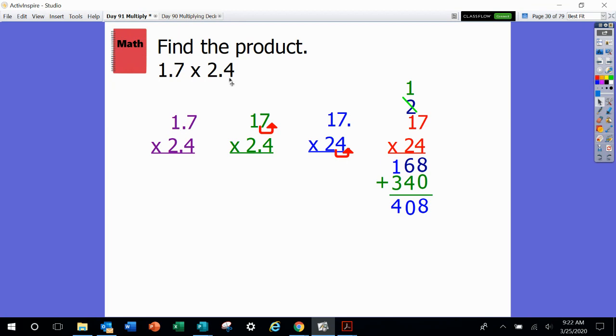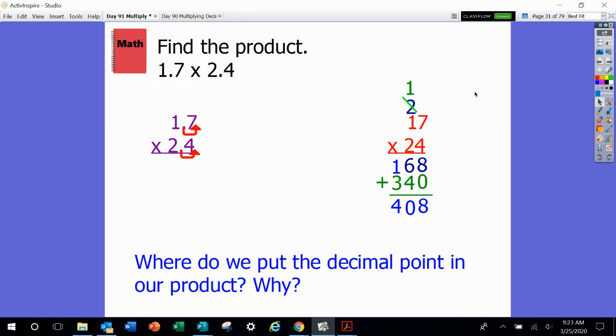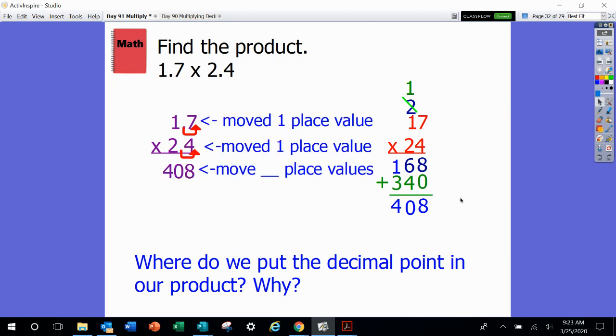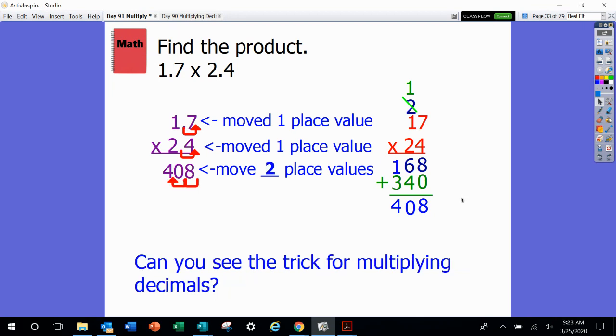So I moved the decimal out 1, 2 times total. So now where will we put the decimal point in our product? Well, the decimal point will go behind the 4. See how I had one number behind the decimal point, 2 numbers behind the decimal point, total in my problem? Well, now I have 1, 2 numbers behind the decimal point, total in my answer.